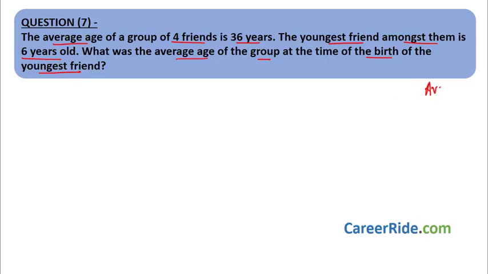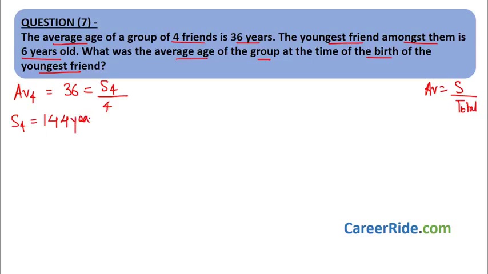Again, this is an average sum, so we'll have average is equal to the sum of all observations upon the total number of observations, that is the sum of the ages of all the 4 friends divided by the total number of friends. So the average age of a group having 4 friends is 36 years. That is the sum of the ages of 4 friends divided by 4. So the sum of the ages of 4 friends is 36 into 4, that is 144 years. Now they have given that the youngest friend is 6 years old, and we want the average age of the group at the time of the birth of the youngest friend.